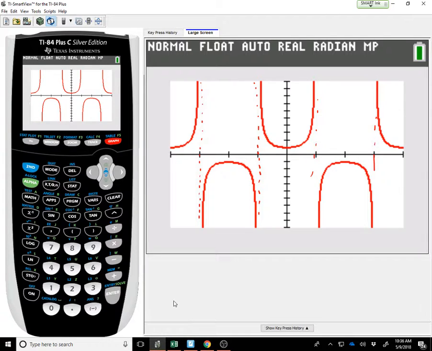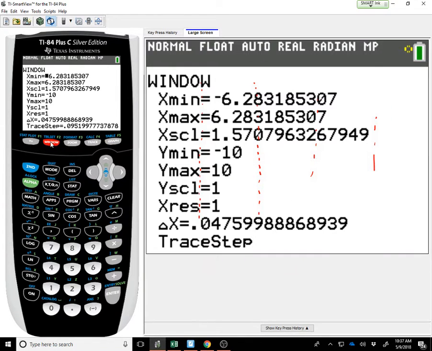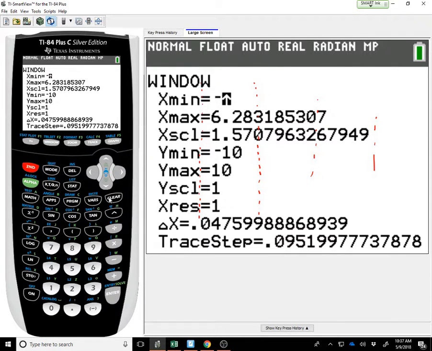Now, I've already made the window so that it looks nice here for me. Let me go over to window. What I did for my window is I went from negative 2 pi, that is this value right there, the 6.28. So it's going from negative 2 pi all the way to 2 pi. And this intersection right here is actually pi halves.